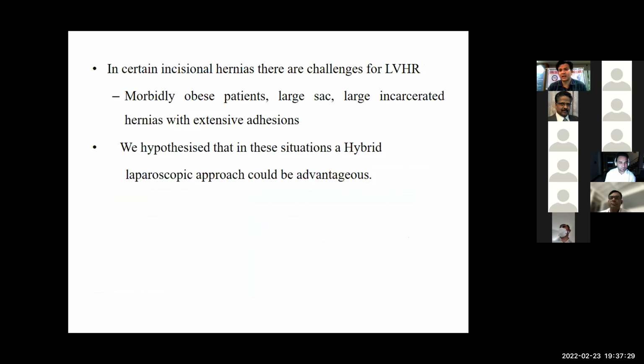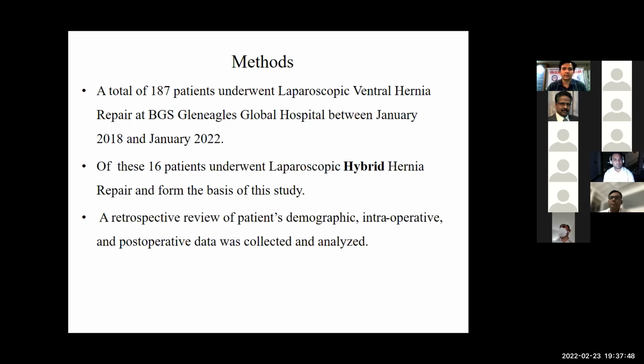In certain incision hernias, there are challenges for laparoscopic ventral hernia repair, which include morbid obesity and a large sac in large incarcerated hernia with extensive adhesions. We hypothesize that in these situations, a hybrid laparoscopic approach adds an advantage.